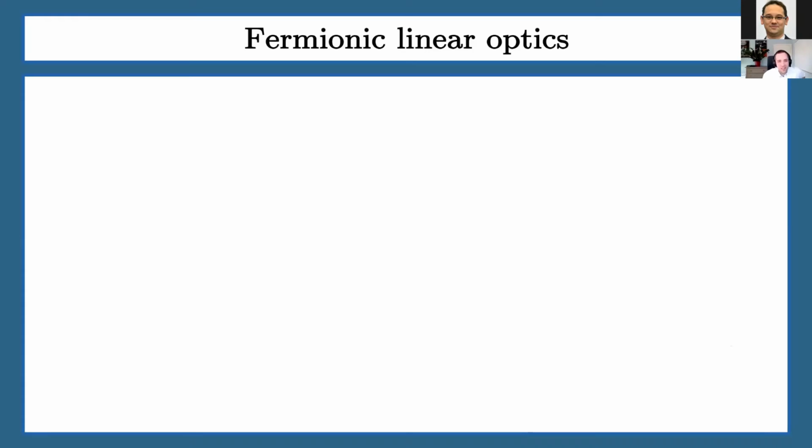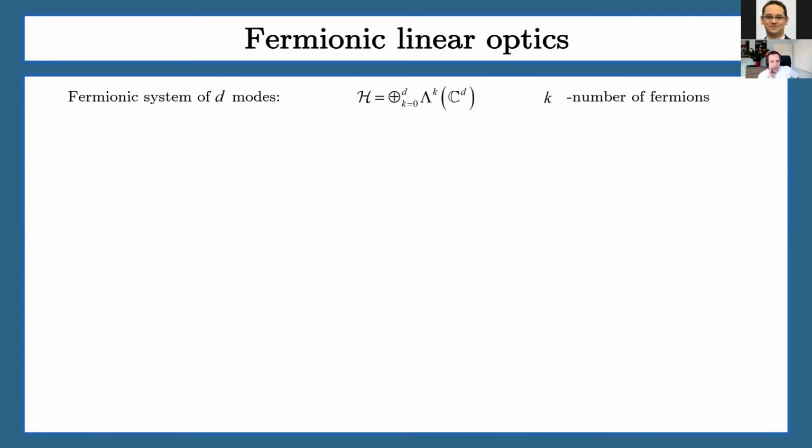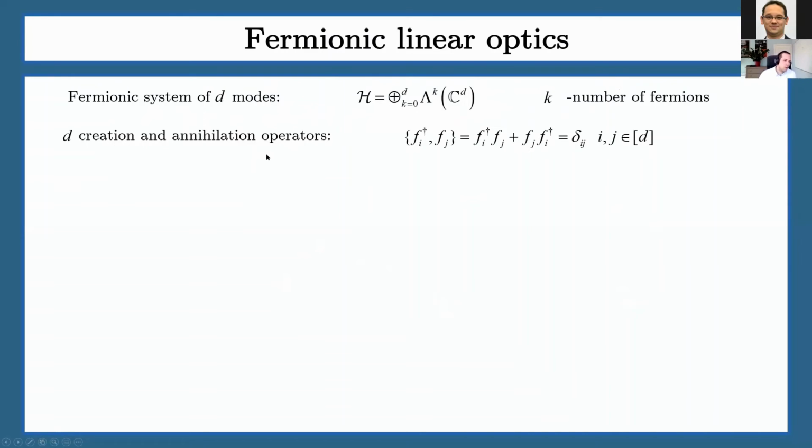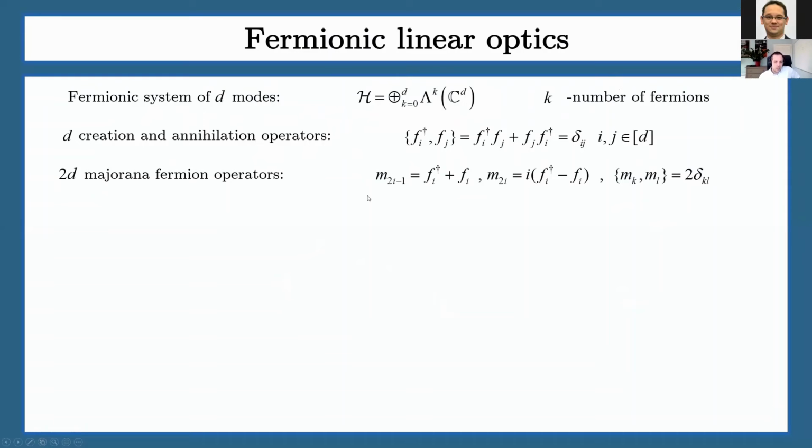Okay, so just a rehash of fermionic linear optics. Our quantum advantage supremacy proposal is built in the system of fermions occupying d modes. We can have different numbers of particles, so that's why I put here a sum of spaces. We have in this space, as I was telling you, creation and annihilation operators. Now there is a bit of a twist.